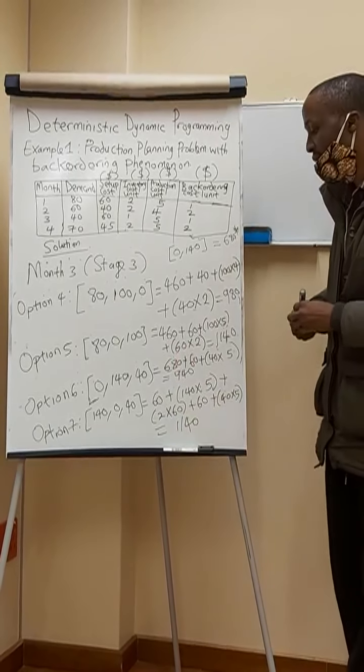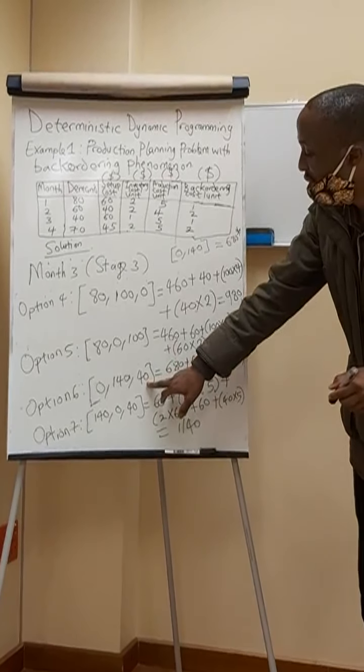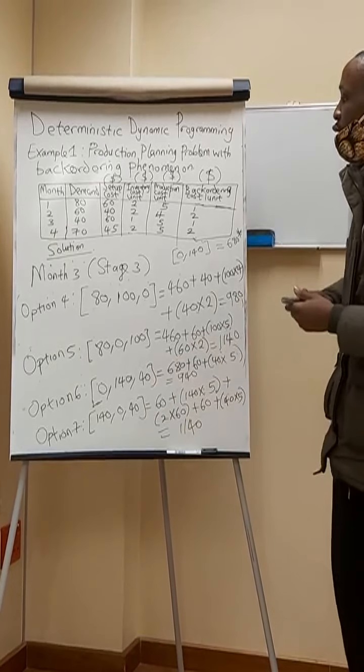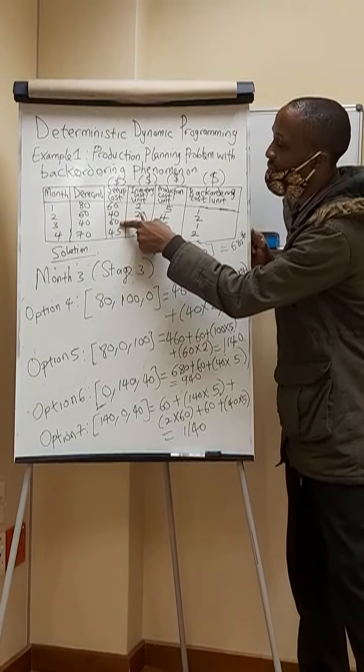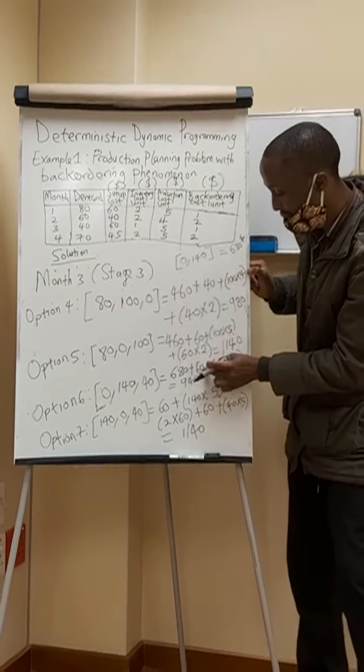Then from there, I want to meet the demand of month 3. So that means I need to produce 40 units in month 3. So in month 3, I'm going to incur a setup cost of $60, as you can see in the slide on the board. And that is the 60 you are seeing here.